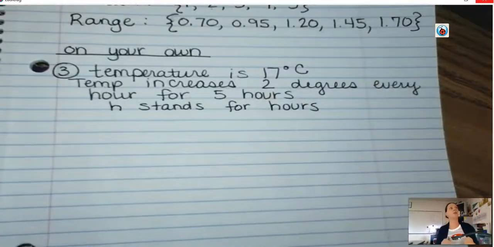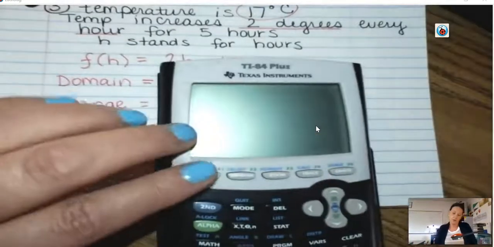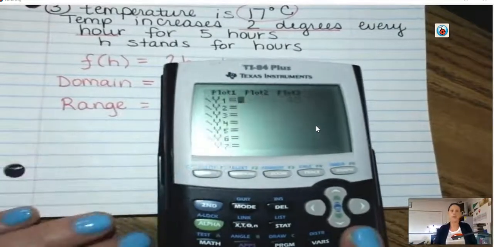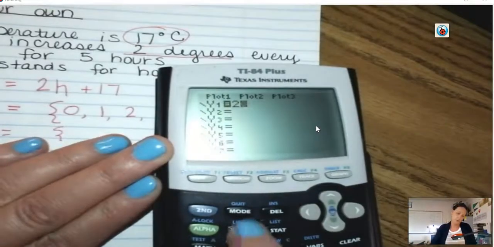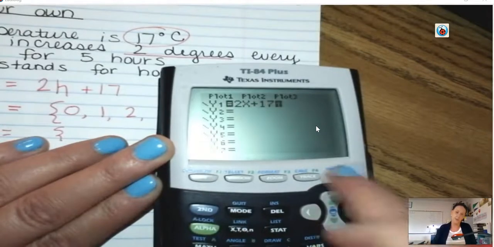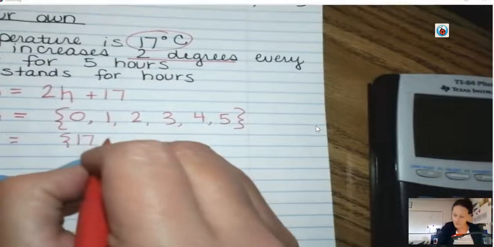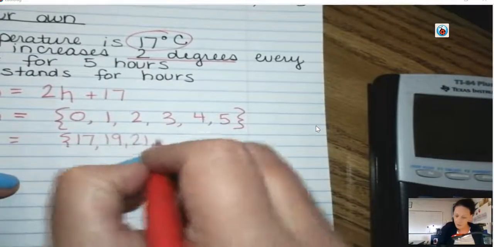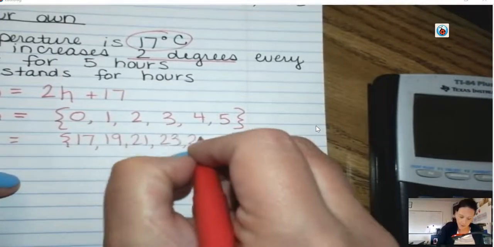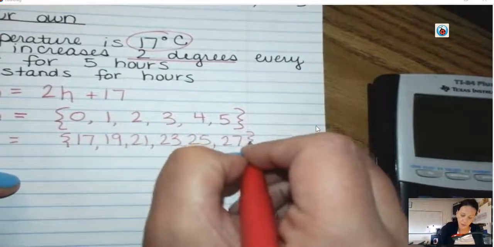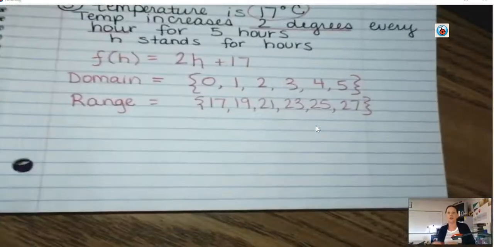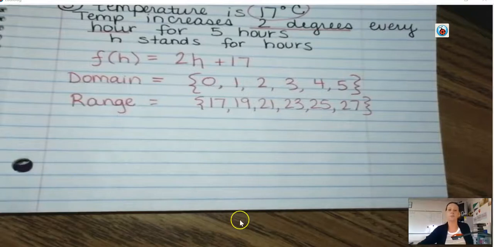Okay, come up with your equation and function notation. Figure out what's the domain and figure out what's the range. Go ahead and work on that. So if you go into your graphing calculator, clear out whatever's there, 2x plus 17, and go into your table. For 0, it's going to start at 17, 19, 21, 23, 25, and 27. So that would be the appropriate range for this situation.